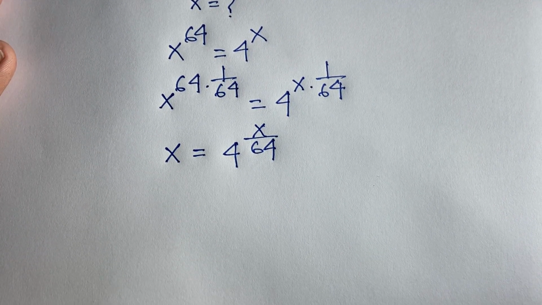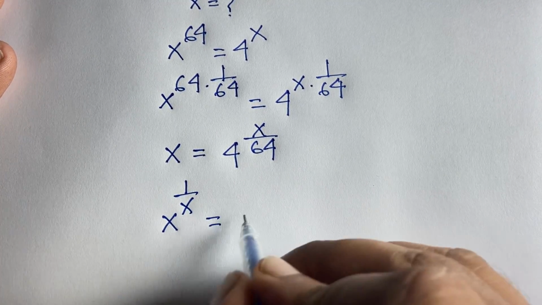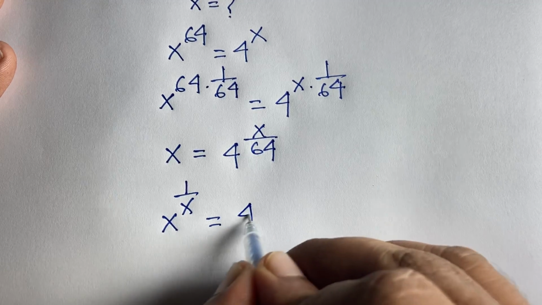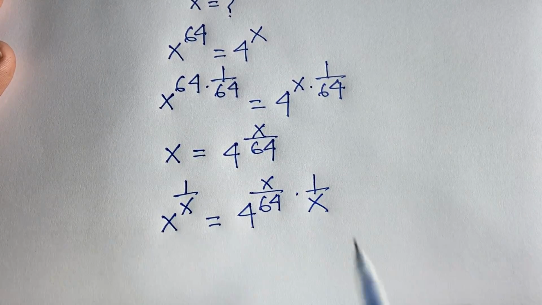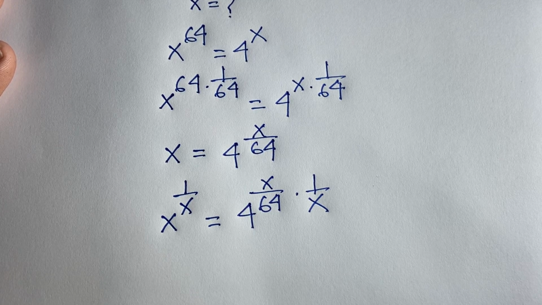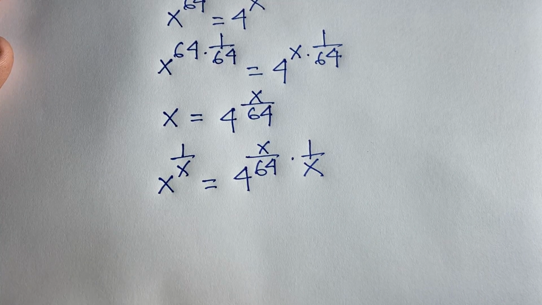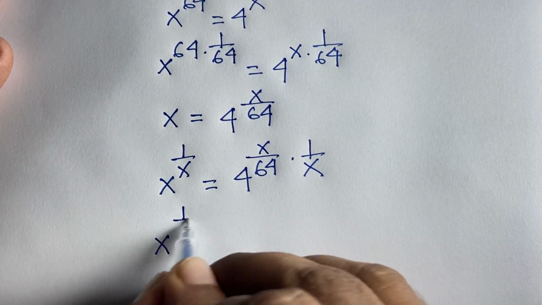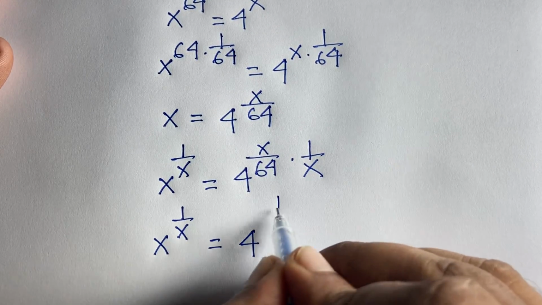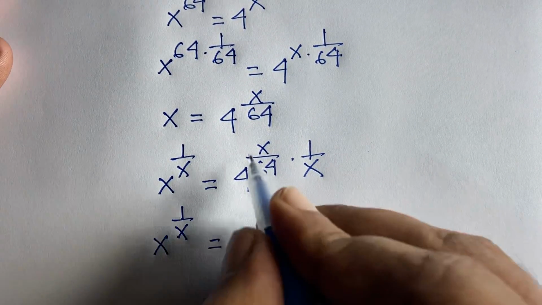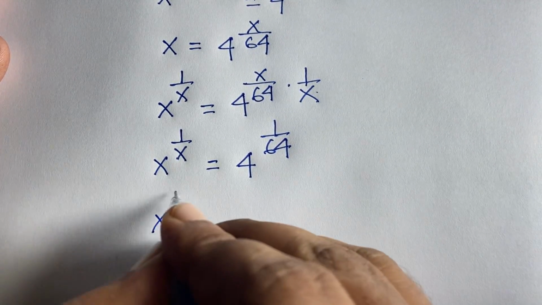Now at this moment I can say easily here is x to the power 1 over x, and here is 4 to the power x over 64 times 1 over x. I use both side again power 1 over x. Now I can say easily this x is cancelled. We'll find out here is x to the power 1 over x is equal to 4 to the power 1 over 64. Yes, this x is cancelled.